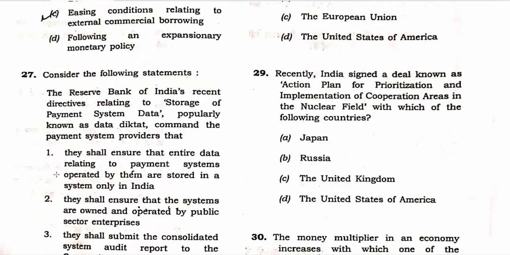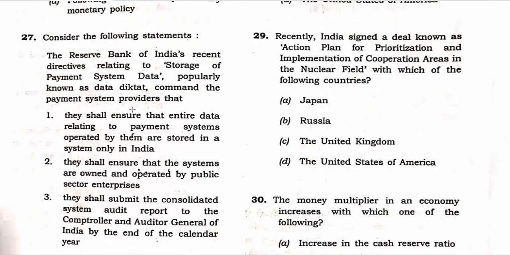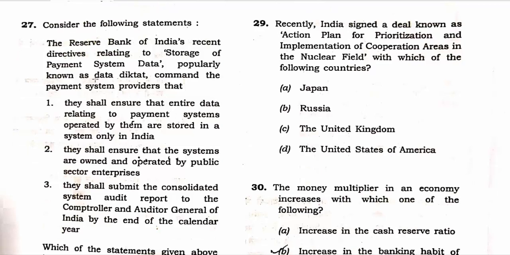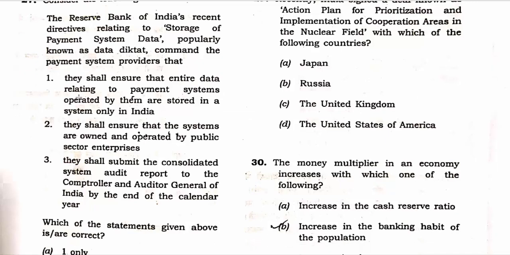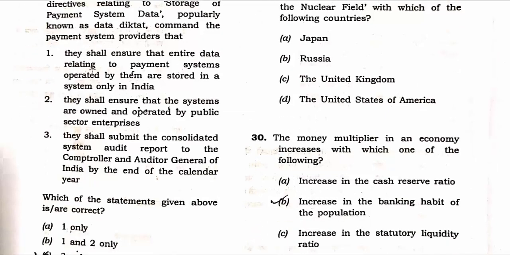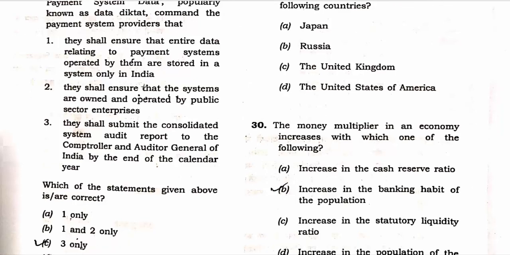Then consider the following statements. The Reserve Bank of India's recent directive relating to the storage of payment system data, popularly known as data diktat, commands the payment system providers that. First and foremost, you should know that this is about the data protection bill, and it is about localization, so they call it a data diktat. The first statement, they shall ensure that the entire data relating to the payment systems operated by them is stored in systems only in India. So that is an apt statement.